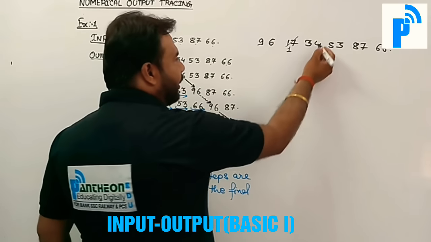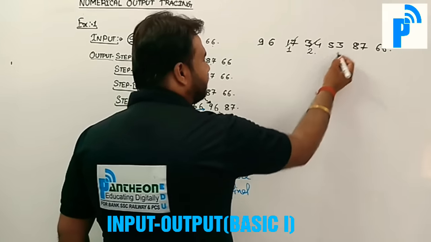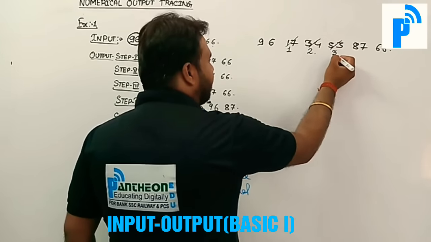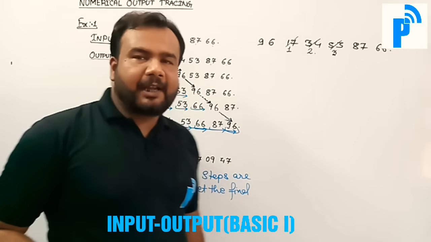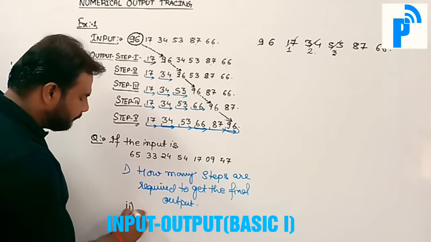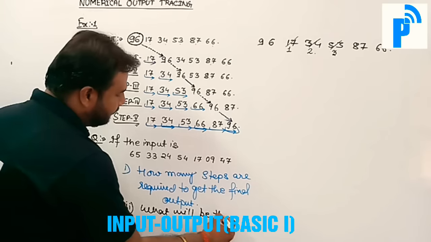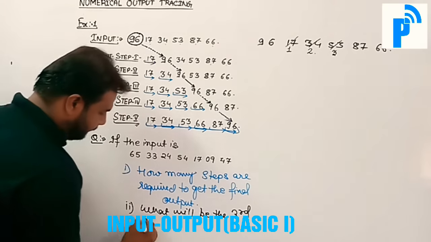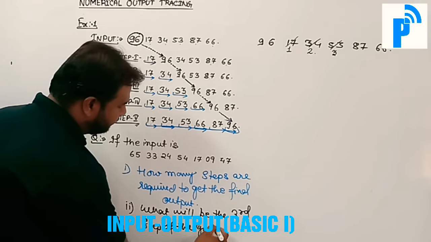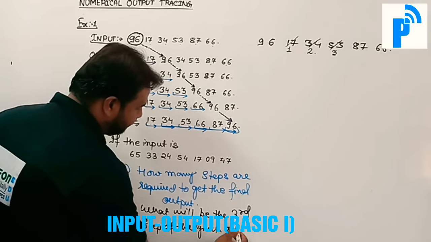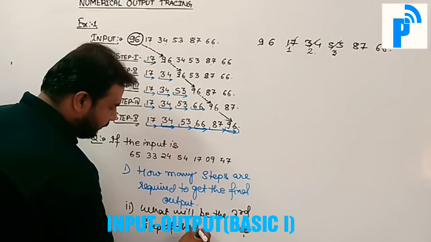नेक्स्ट 17 से बड़ा कौन है? 34. स्टेप 2. देन 34 से बड़ा कौन है? 53. स्टेप 3. देन जो जैसा है वैसा उतर जाएगा. फॉर एग्जाम्पल आपसे यहां पर एक क्वेश्चन पूछता है दैट व्हाट विल बी द थर्ड स्टेप of the given output. Sorry, what would be the third step of the input?